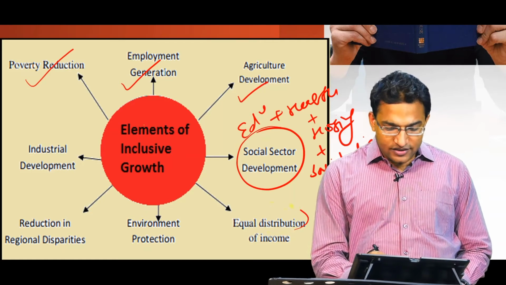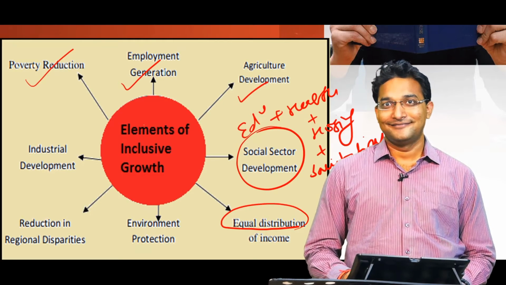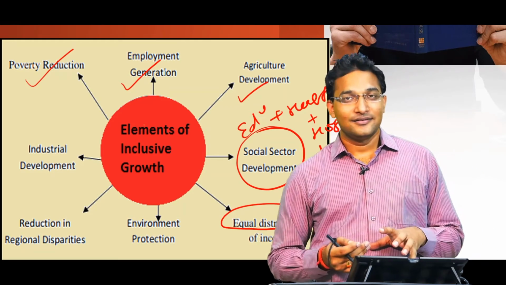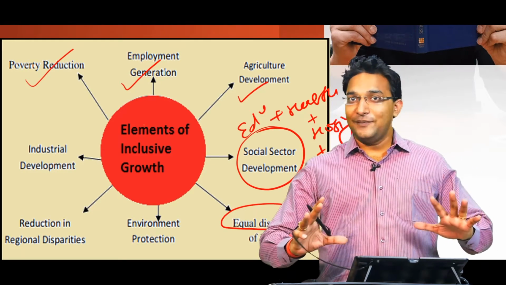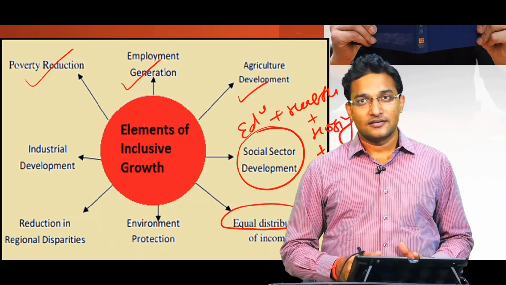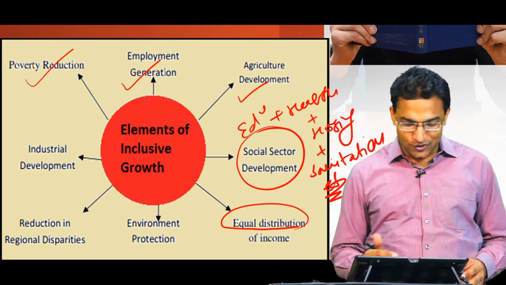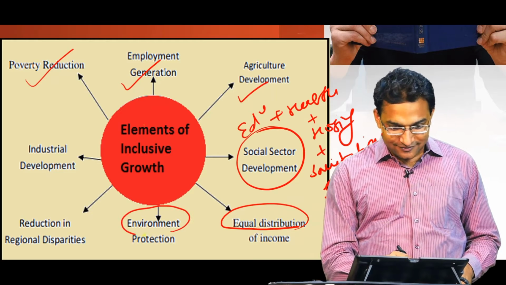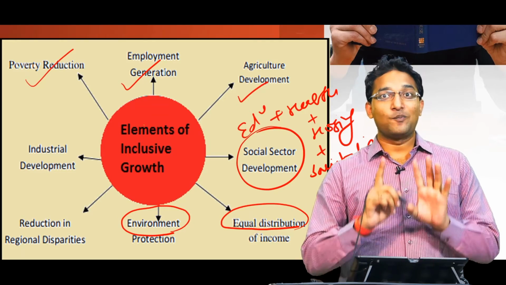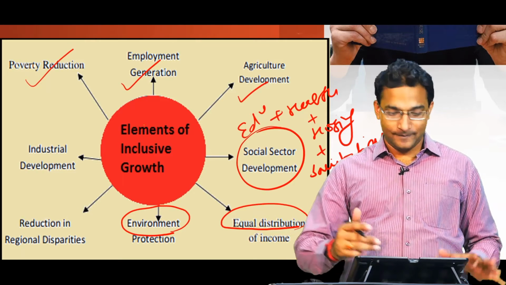Then equal distribution of income, very very important. How? Through equal wages, through progressive taxation, through welfare schemes, subsidies, the equitable user charges, and so on. So this is how equitable distribution of income is possible. Environment protection, when water is not polluted, air is not polluted, forests are not degraded, then it is inclusive.